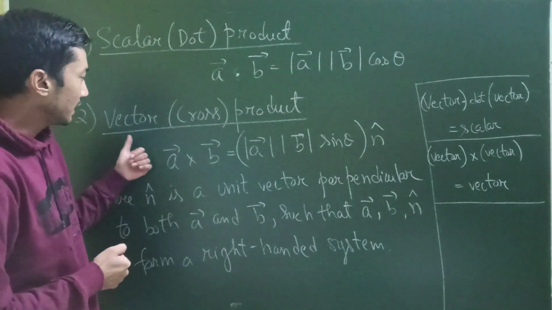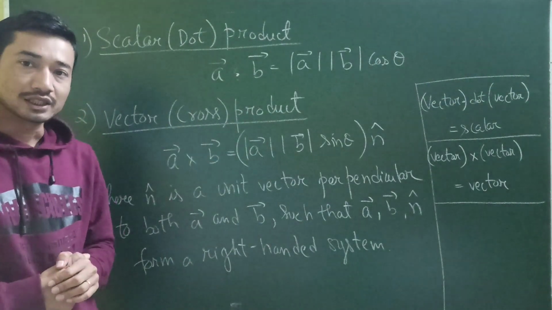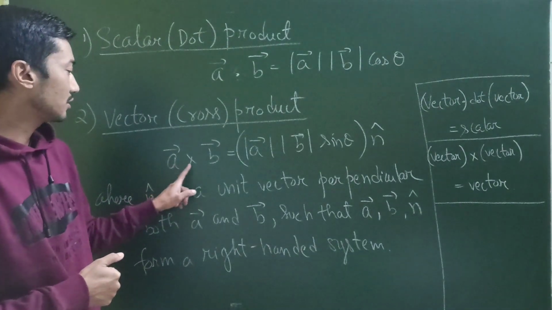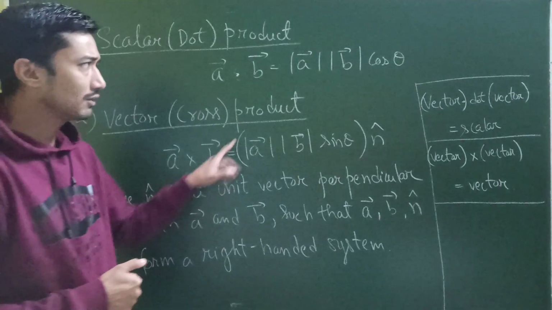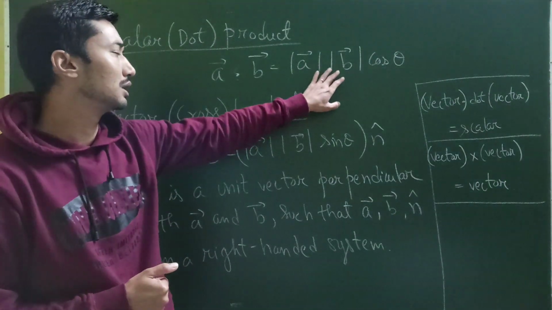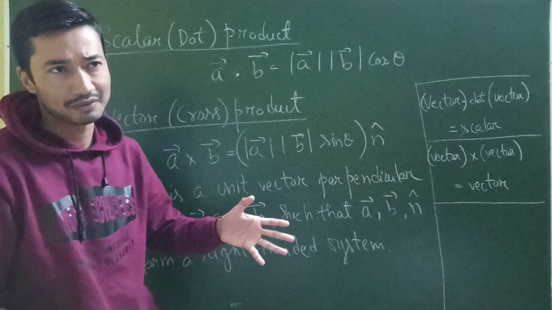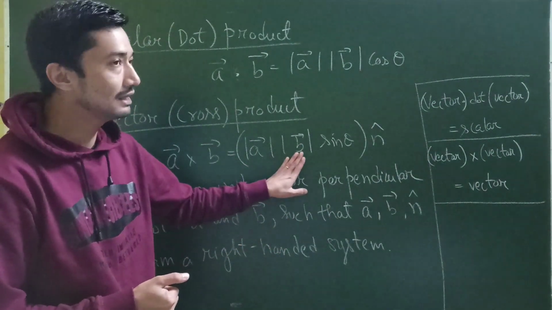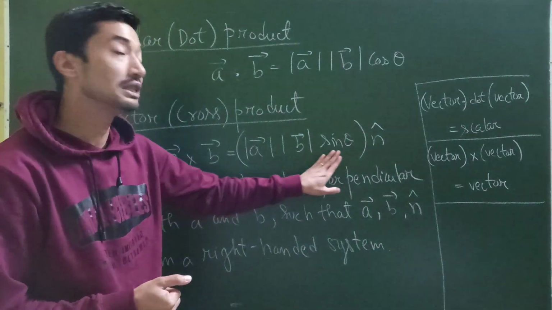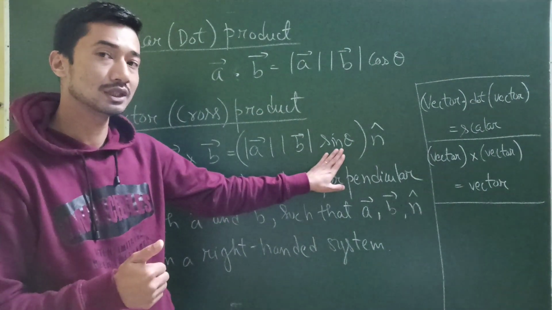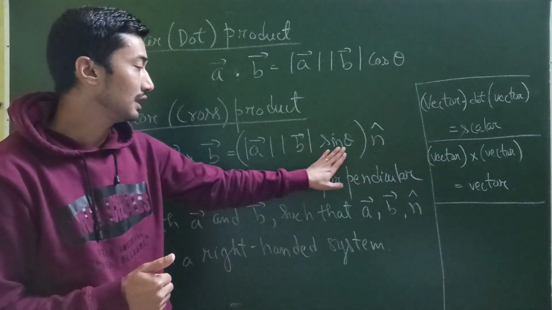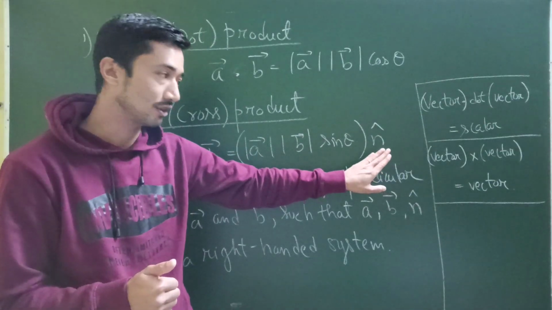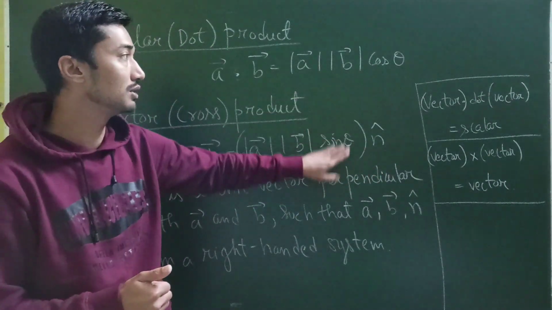Today we will be learning the vector cross product of two vectors. The vector cross product of two vectors will result in almost similar value, that is magnitude of A into magnitude of B into, and the only difference is going to be sine theta n cap. Now what is this n cap? We'll be discussing that in detail also, but this is how the formula is going to be different from each other.